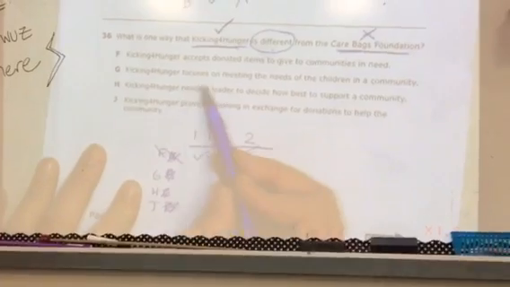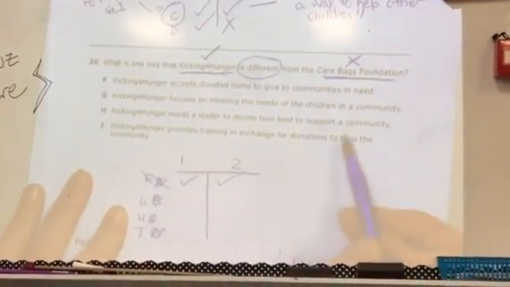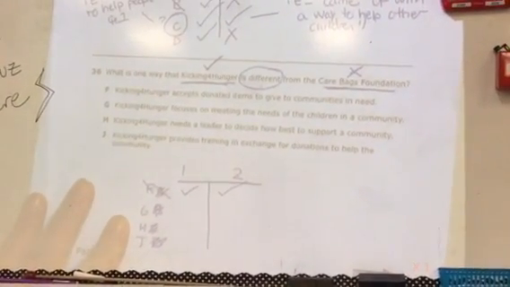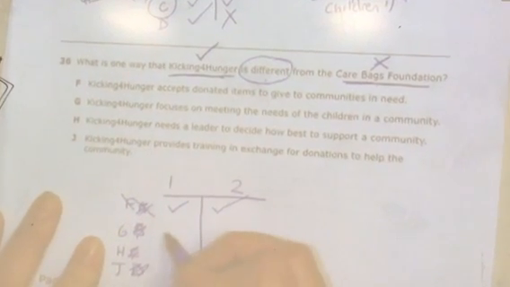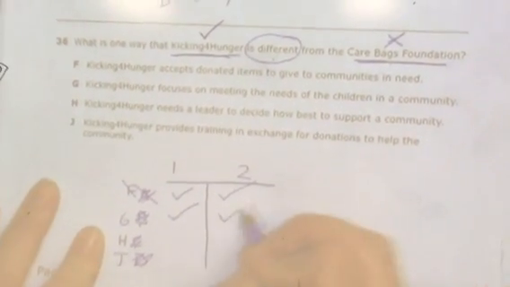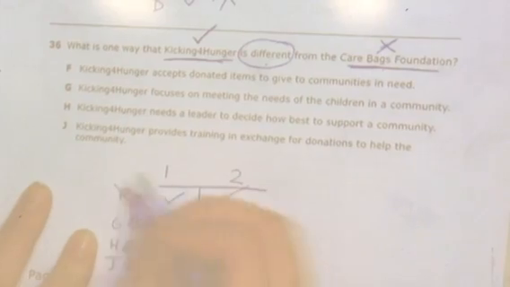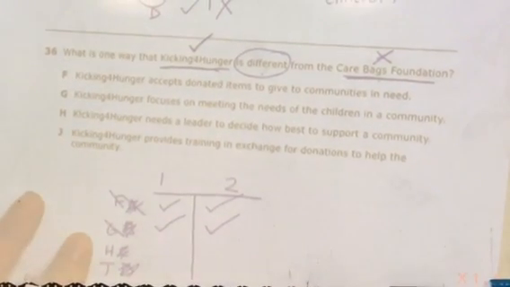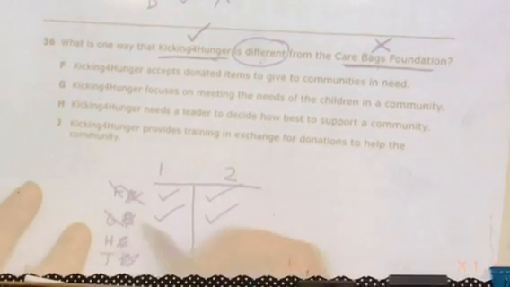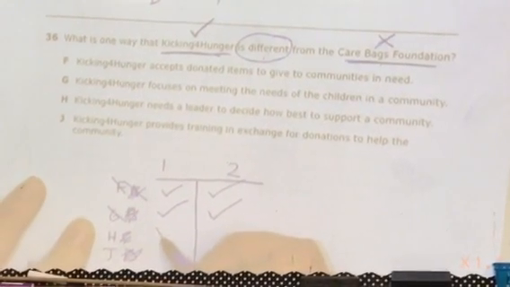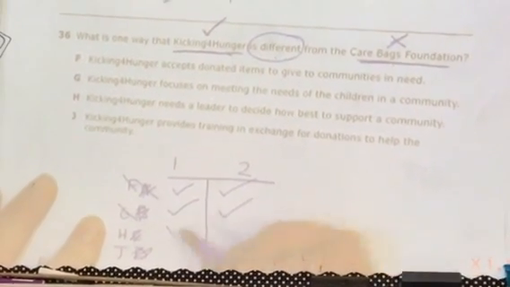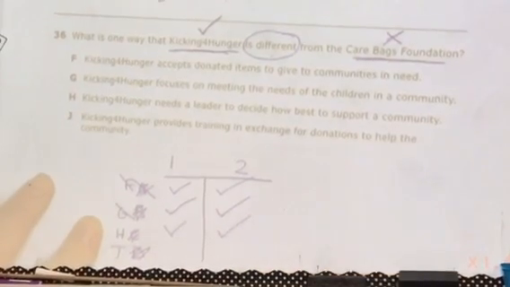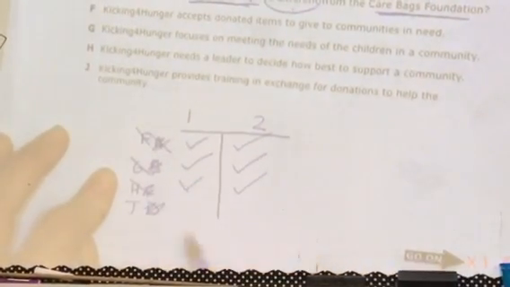Answer choice G. Kicking for Hunger focuses on meeting the needs of the children in a community. They both wanted to help other kids. We can put a check mark and a check mark. We can cross off G. Remember, we still need a check and an X. Finally, H. Kicking for Hunger needs a leader to decide how best to support a community. Kicking for Hunger needs a leader, but so does the CareBags Foundation. So that's the same. I can cross off H, which leaves me with J.